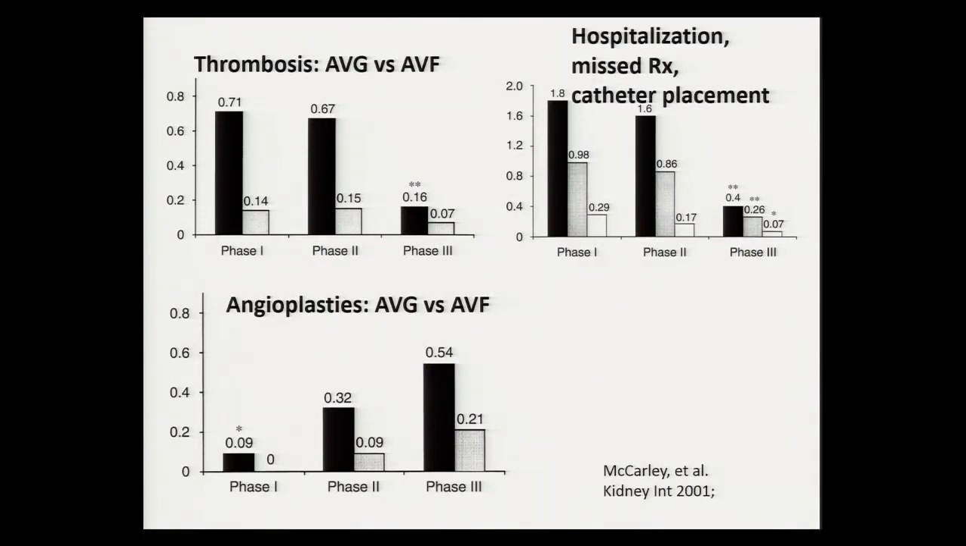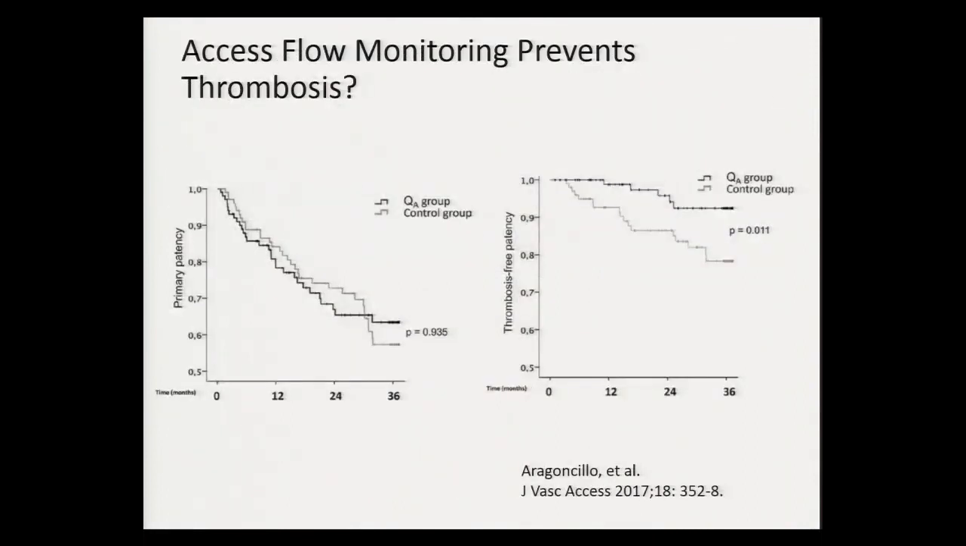Monitoring of access flows decreases hospitalizations, decreases mistreatments, and decreases the need for catheter replacements. But of course, it increases the number of angiograms and interventions that are done. Some more recent studies show that the monitored group has a lower incidence of thrombosis. It's a little bit controversial. It's not fully evident that this prolongs the overall access lifespan, and the economic analysis is not entirely clear whether or not it's economically feasible to do all these extra interventions just for this indication.